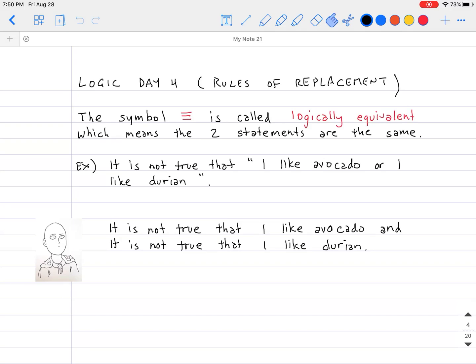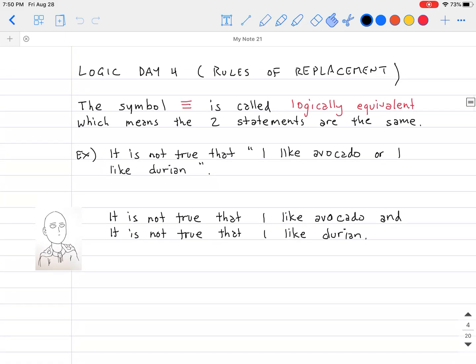Okay. So the first thing I want to mention is something called logically equivalent. As you can see in the statement right here, I am going to point it out on the side. The symbol that has three dashes, almost like an equal sign, is called logically equivalent, which means that the two statements are exactly the same. I came up with two examples where you have something that is logically equivalent, meaning that they mean exactly the same thing.